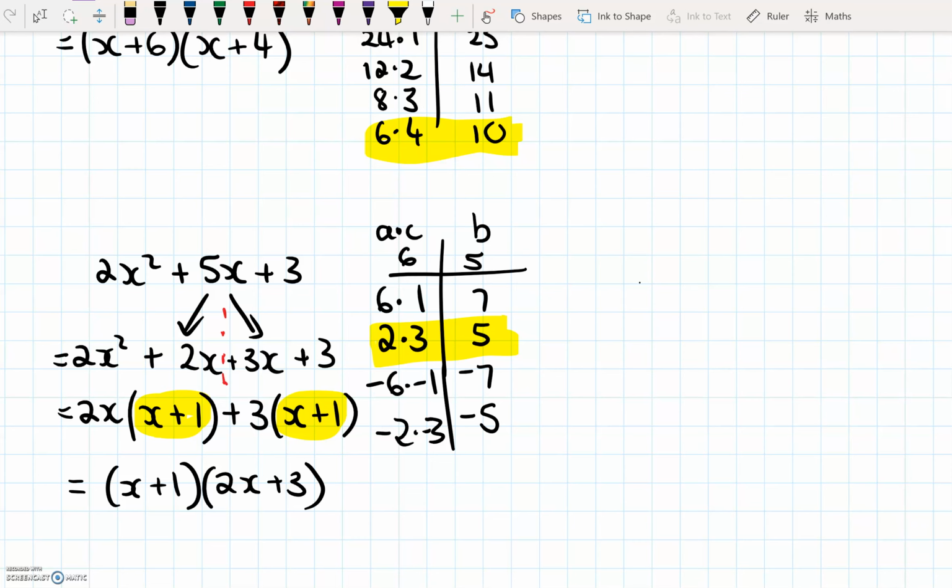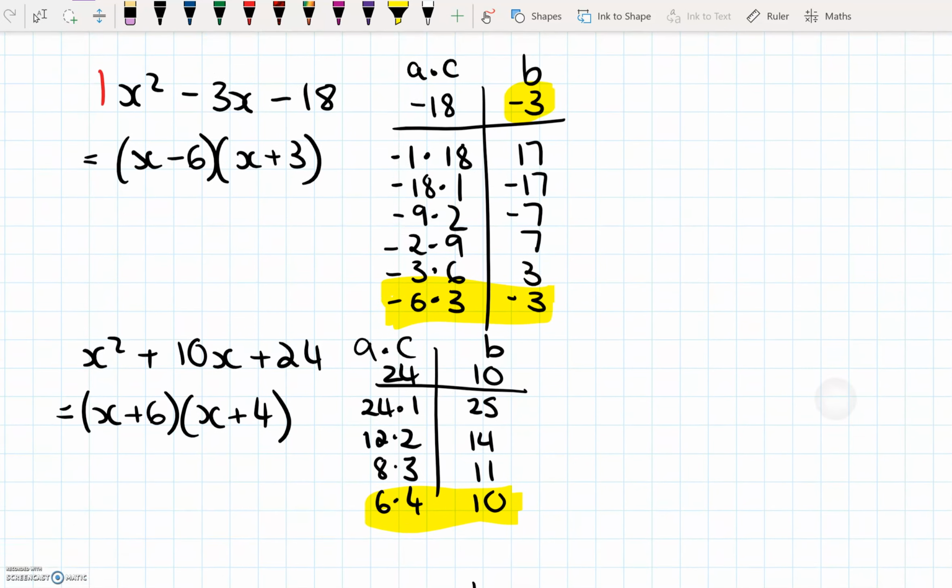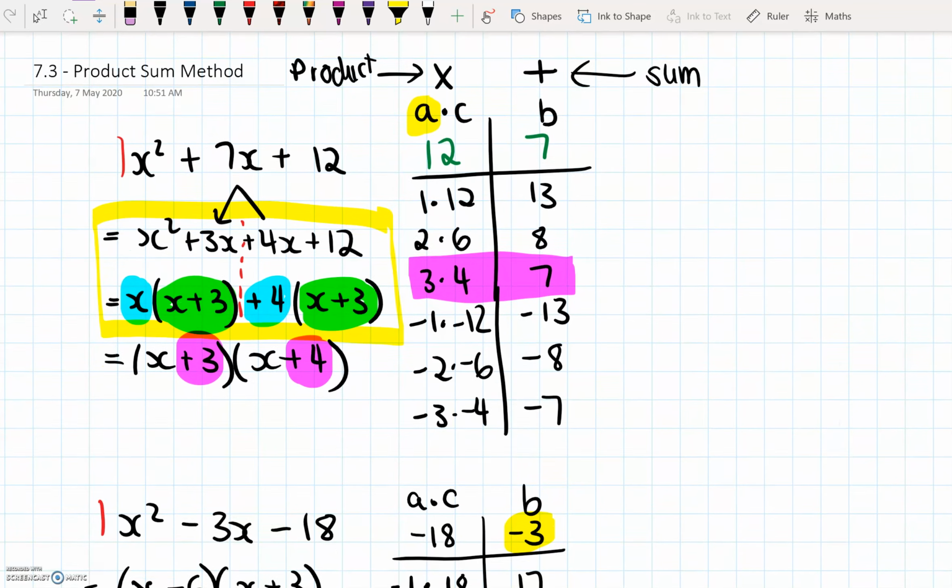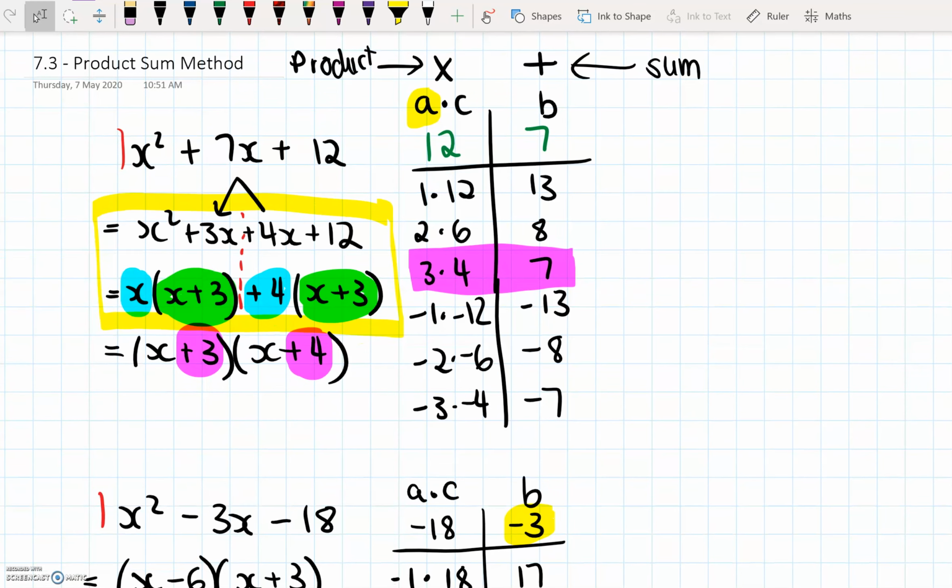For most other cases you can just use the shortcut though. So going straight into the product sum method most of the time will be fine.